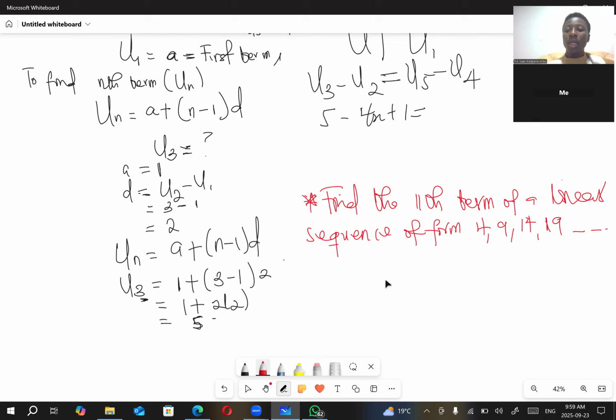Find the 11th term of a linear sequence of the form. So here you are told it's a linear sequence, right? So now you're free to go. But have a broadened mindset.